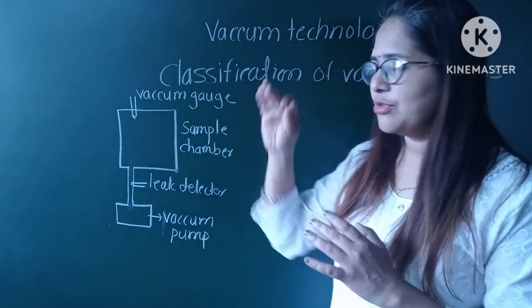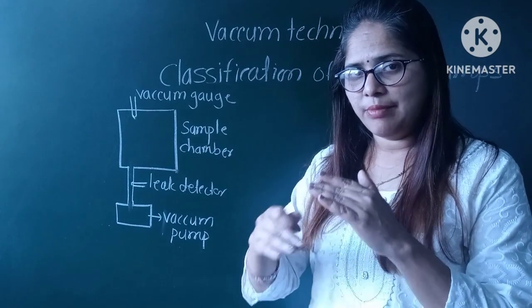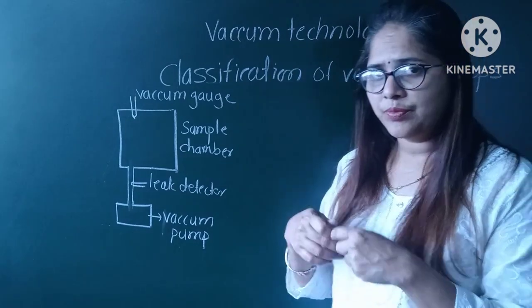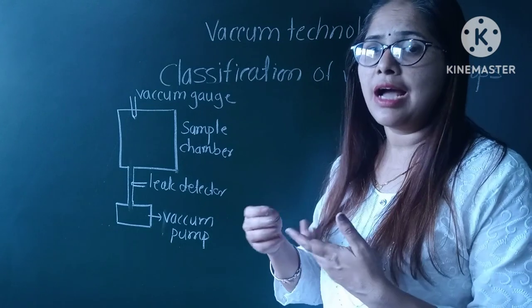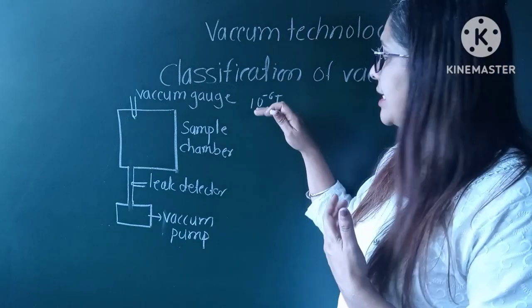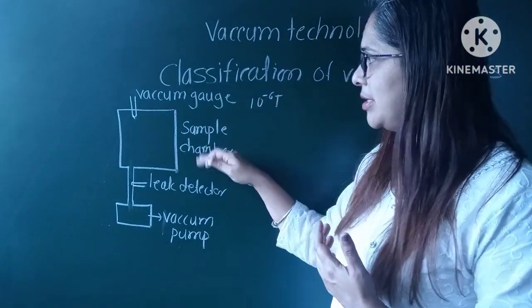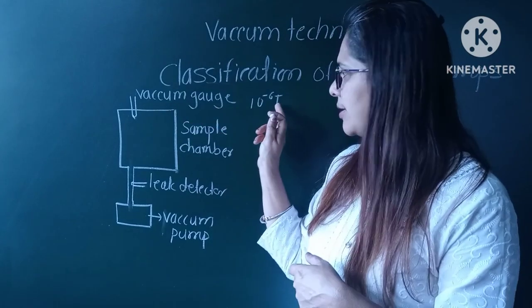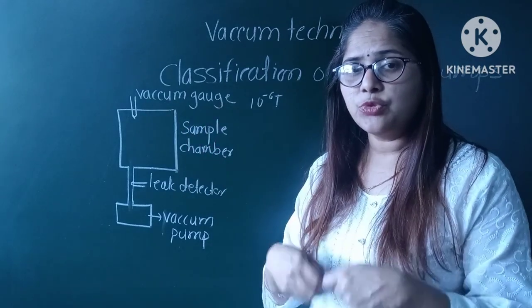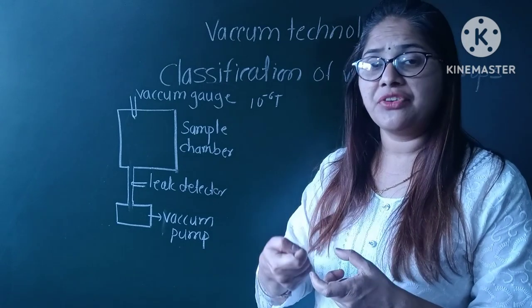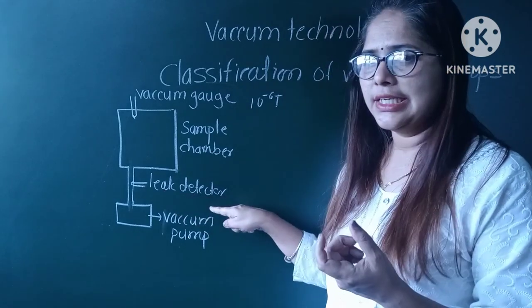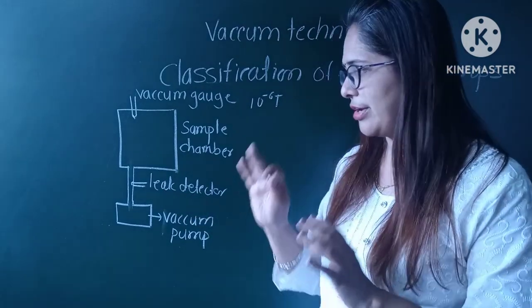There are different types of vacuums, like low vacuum, medium vacuum, high vacuum, very high vacuum and ultra high vacuum. For example, if you have a high vacuum of, say, 10^-6 torr, let's say this is the expected vacuum in the sample chamber. The vacuum gauge checks for the expected vacuum. So the purpose of the vacuum gauge is to check whether the expected vacuum has been created or not. Then we can see here the third element, which is a leak detector.